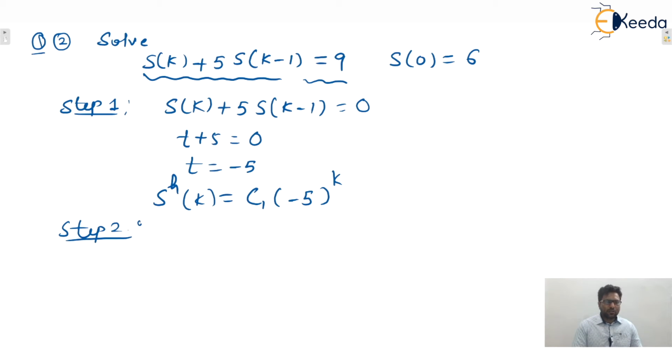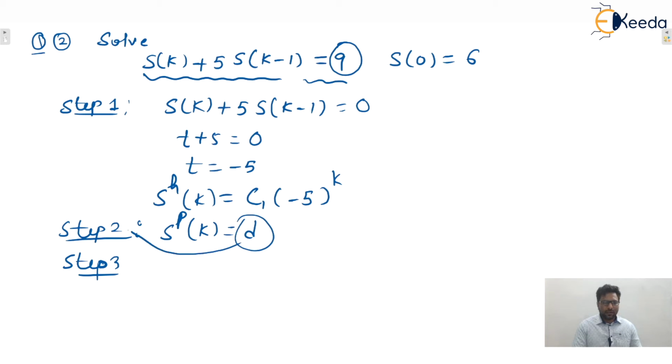Now what will be step 2? Choose the trial particular solution. So right hand side is constant. So particular solution will be only constant, let's say that is D. And step 3 is what? Put this particular solution in the given recurrence relation. This particular solution doesn't have any factor of k, that means that it is independent of k. So whatever be the value of s k, that is D, then s k minus 1 will also be D, because there is no k in the particular solution.